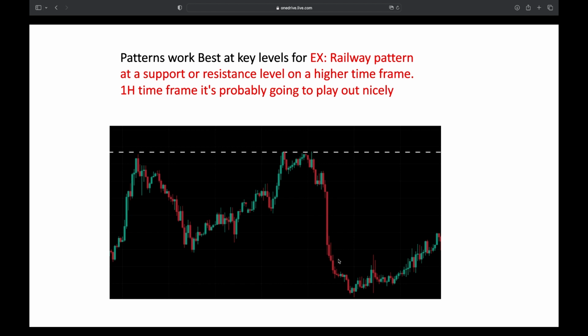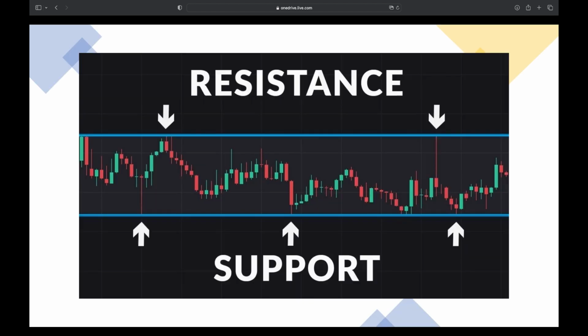Remember, you want to see candlestick patterns happening at key levels like a support or resistance or supply and demand level. Support and resistance, this is the foundation of trading. Think of resistance as the ceiling. Think of support as the floor. If you jump up and hit your head on the ceiling, what's going to happen? You're going to come back down. If you bounce a basketball on the floor, what's going to happen? It's going to come up. So this is support and resistance.